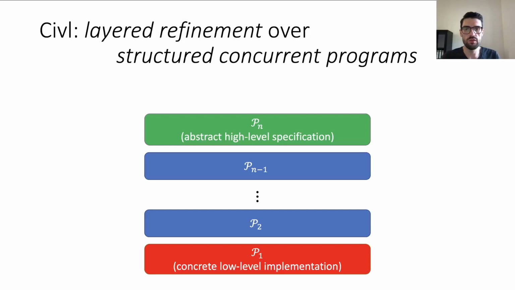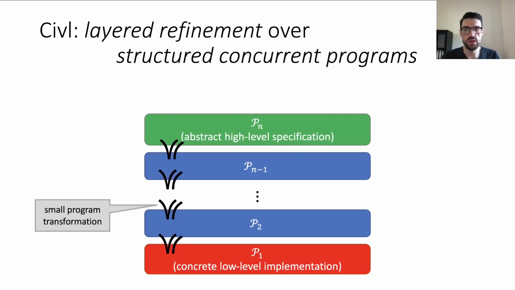Instead of proving a low-level program P1 directly, we construct a whole sequence of programs, P2, P3, up to Pn, where each of the layers becomes more and more abstract until we reach a high-level specification. The key of this chain is that each of the steps corresponds to only a small simplifying program transformation that is justified by a simple proof artifact like an inductive invariant, which is much simpler than an invariant that would have to be specified for the low-level implementation.